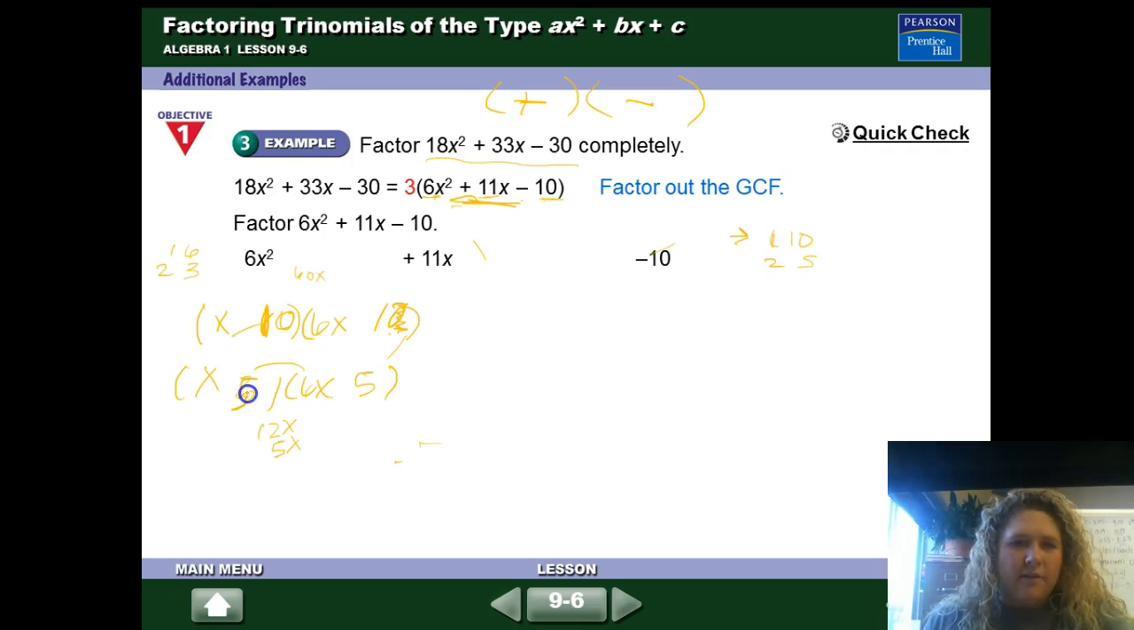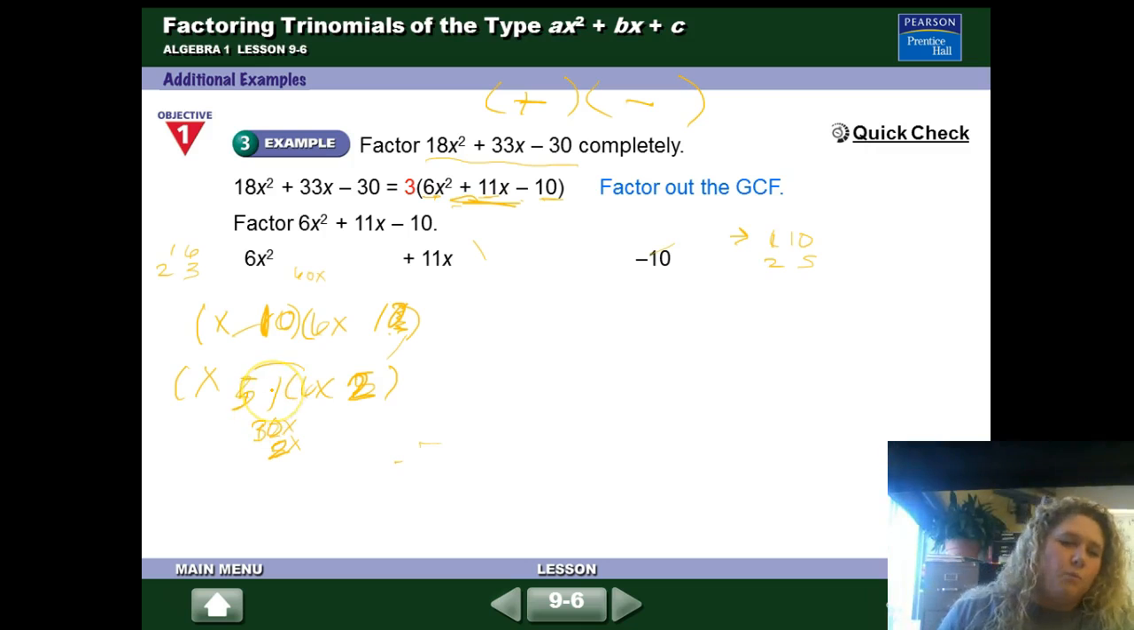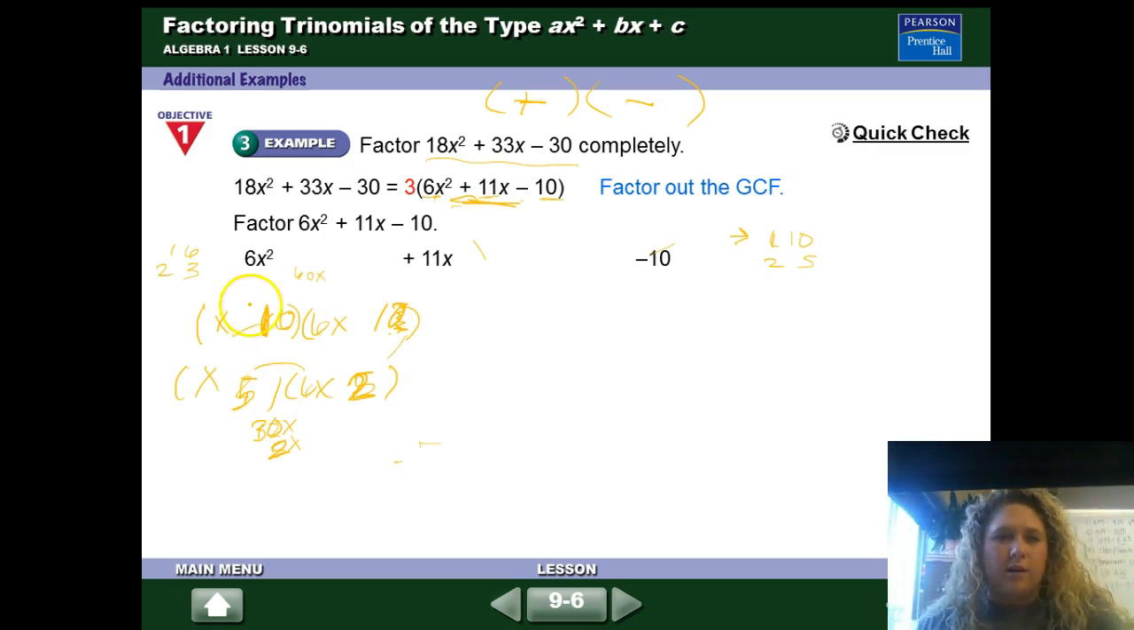Let's make this 5, and this one 2. What do we get? 5 times 6 is 30. Outer is going to be 2. That's going to give me a 28. Like, one's negative, one's positive. It's still not going to work.